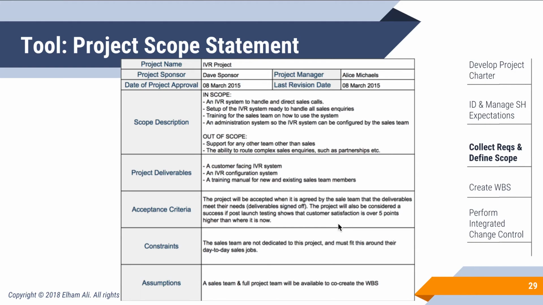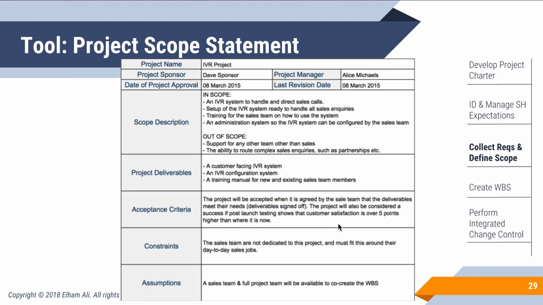So you'll see components of a scope statement: objectives, your product scope description, your product acceptance criteria, and you'll also have your project deliverables, constraints, assumptions, and exclusion. So this is basically a snapshot of what it contains.